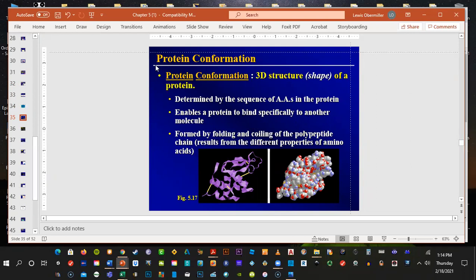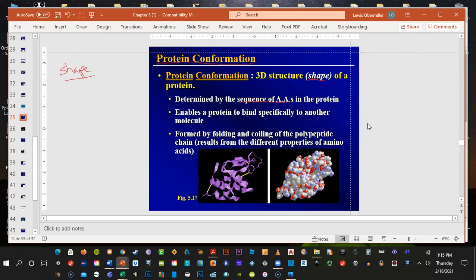Okay, so in the end, what's important is shape, right? Shape is the most important thing in biology. So when these proteins are made, they're going to end up having a specific shape. We call that the protein conformation, which really literally means the shape, right? The 3D shape of the protein. What determines this is the order of the amino acids.